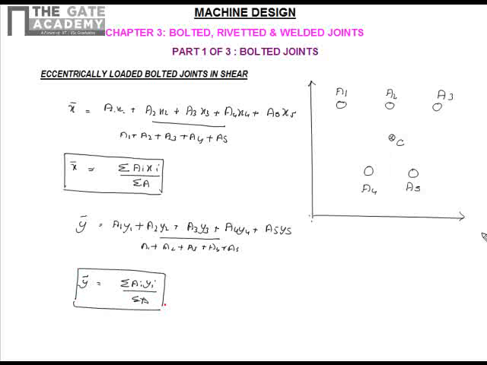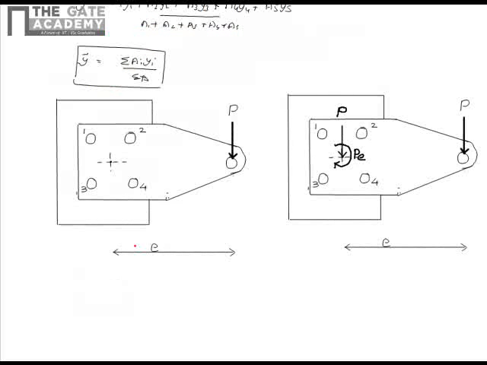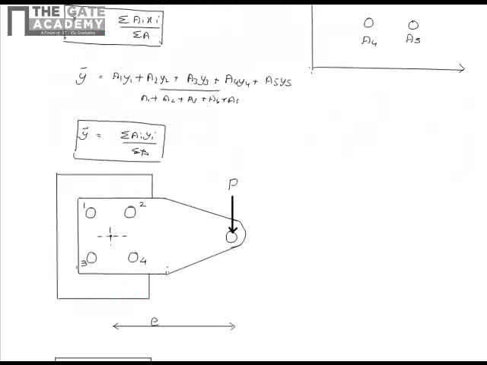Now we will come to a case of eccentrically loaded bolted joints in shear. This is the case shown here. This is a cantilever in which a load P is acting at a distance E from the centroid, and it is fastened to another rigid wall by means of 4 bolts 1, 2, 3 and 4. This point is the centroid of these 4 bolts and the force is acting here.